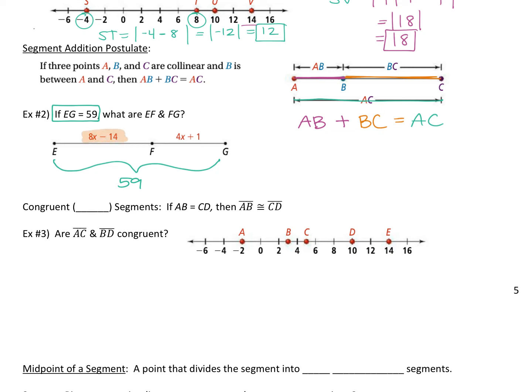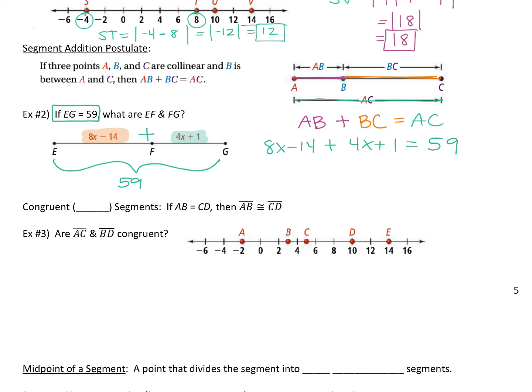This is one part, 8x minus 14. Yeah, this is the other part, FG, okay? All we do with that is we add them together because we know what the whole thing equals. So it's going to be 8x minus 14 plus 4x plus 1, and we set that equal to the whole thing. And then from there, it's algebra, okay? At this point, do the algebra. So the two parts added together equal the whole thing.